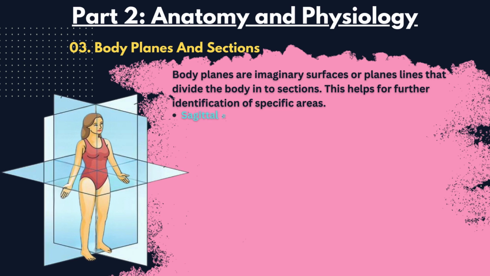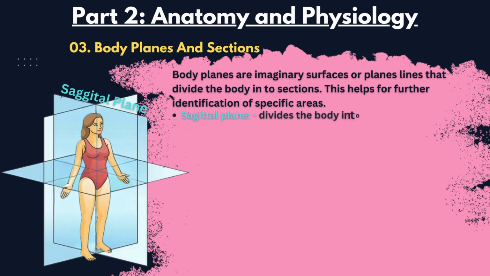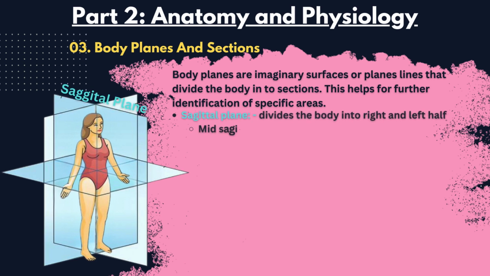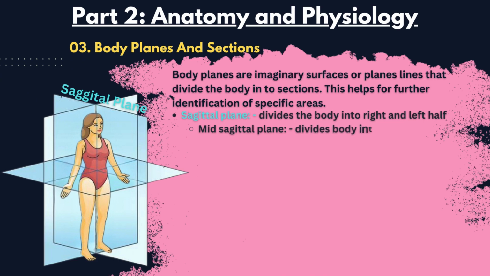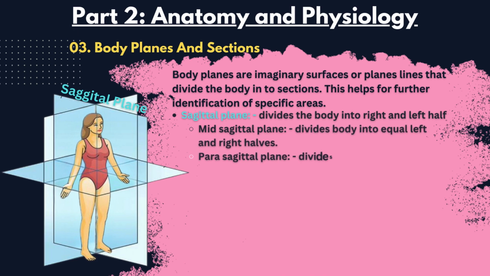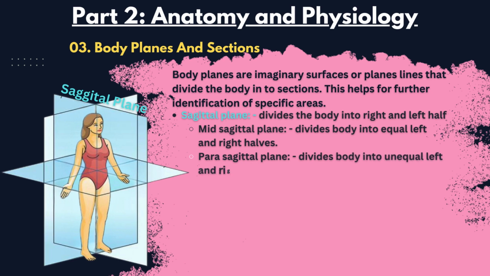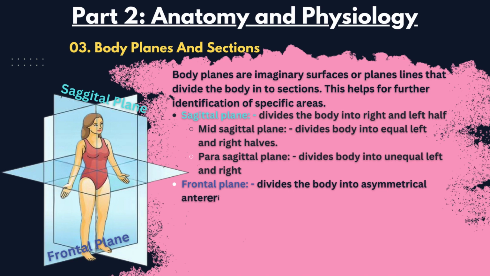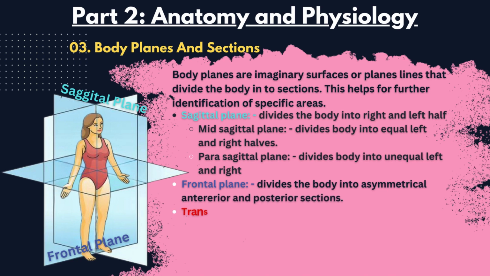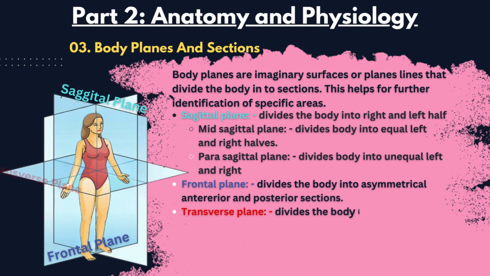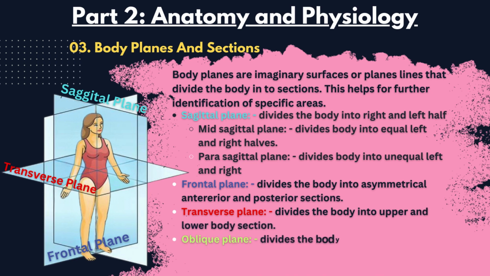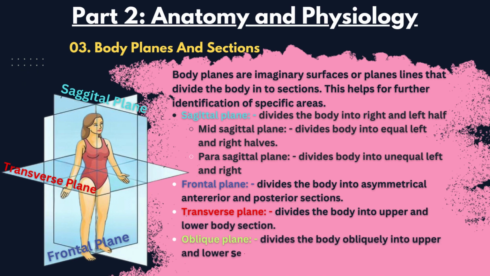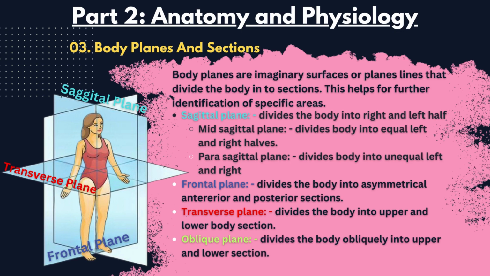Namely, sagittal plane, which divides the body into right and left half. Mid-sagittal plane divides the body into equal left and right halves. Parasagittal plane divides the body into unequal left and right. Frontal plane divides the body into asymmetrical anterior and posterior sections. Transverse plane divides the body into upper and lower body sections. Oblique plane divides the body obliquely into upper and lower sections.